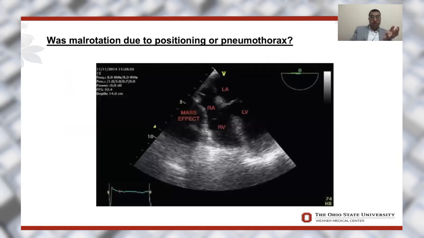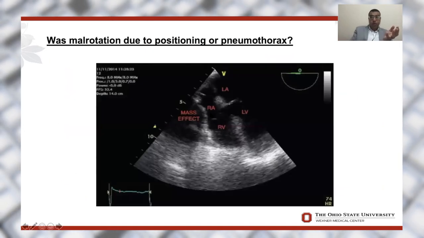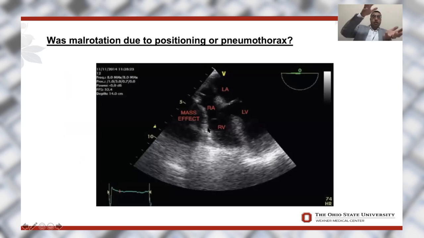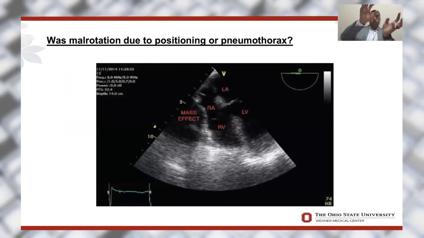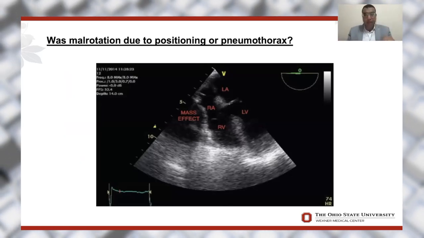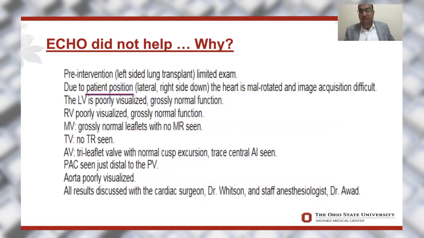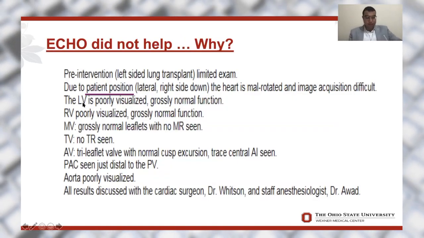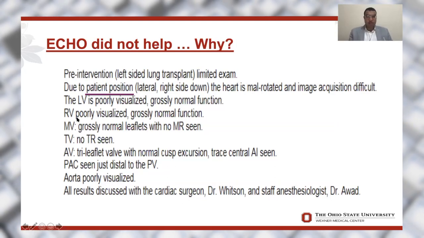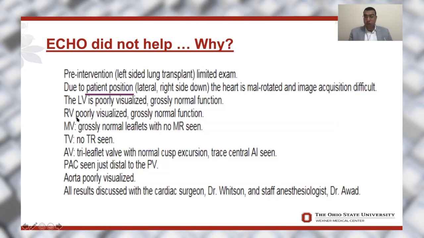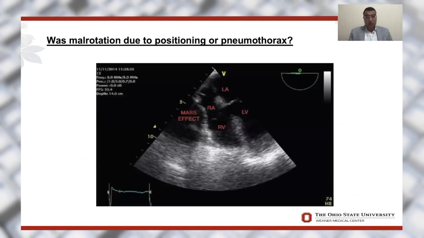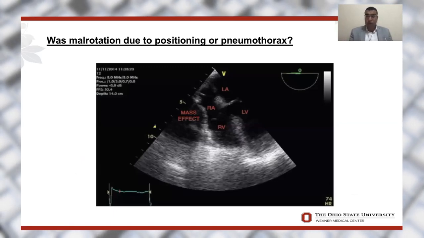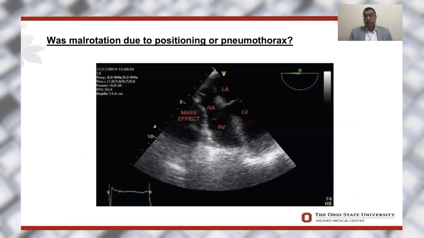This is a very nice photo. This is the mass effect of the pneumothorax. So you have a mal-rotated heart compressed with the pneumothorax. Please tell me about the image acquisition. I think it's very difficult. So the report of the TEE showed that LV is poorly visualized. RV is also poorly visualized. So TEE doesn't help, or didn't help, in this situation.